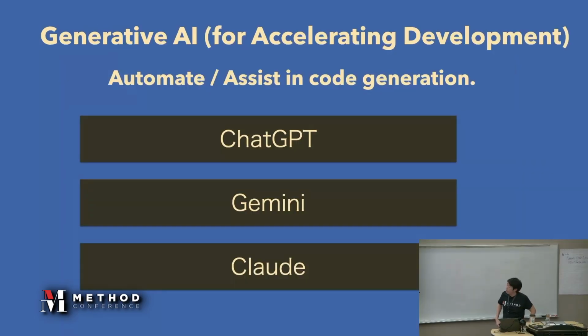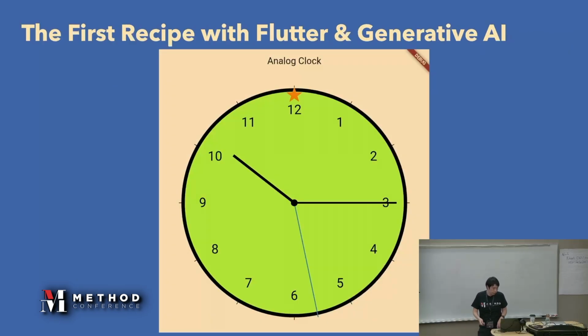And generative AI has a lot of tools like ChatGPT, Gemini, or Claude. These tools help us accelerate, automating or assisting in code generation. Okay, the first recipe is here, with Flutter and generative AI. I'd like to create this simple analog clock from now.